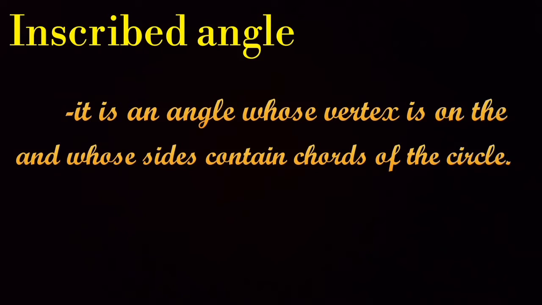So now the first thing that we should do is define what an inscribed angle is. When we say inscribed angle, it is an angle whose vertex is on the circle and whose sides contain chords of the circle.